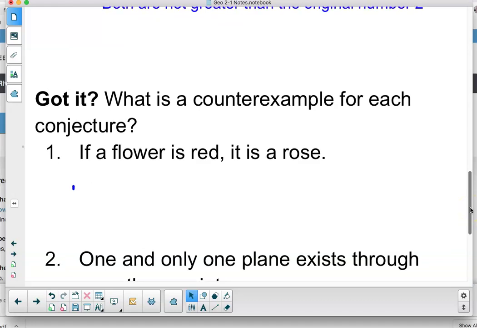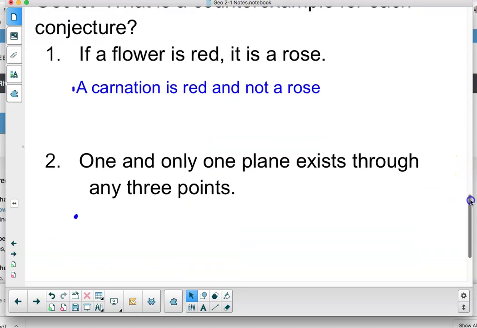Okay, so welcome back. What is a counterexample for each conjecture? Remember, a conjecture is an educated guess. If a flower is red, it is a rose. That means all red flowers are roses. But I saw a flower that was red that wasn't a rose. That's all I have to do. I've got to come up with a red flower that's not a rose, and that's a counterexample. And that is a carnation. It's red and it's not a rose.